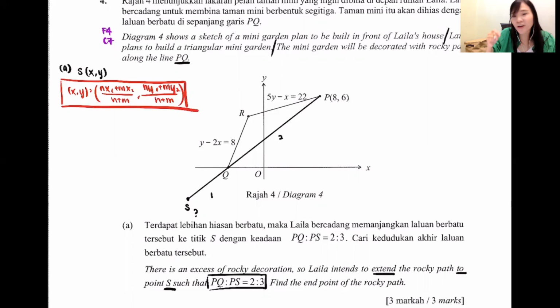nx1 plus mx2 over n plus n. ny1 plus my2 over n plus n. Okay, my dear? So this is the formula. I hope you guys' basics are good enough to know this. So now this line, we are focusing on, we want to find S, we are focusing on this line.